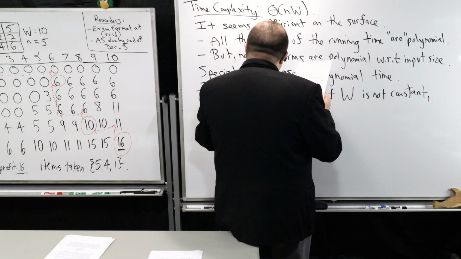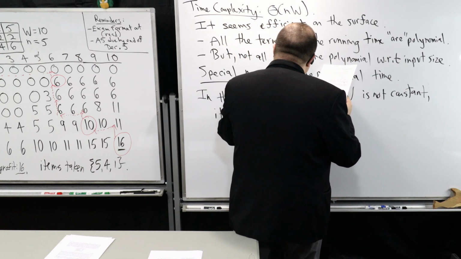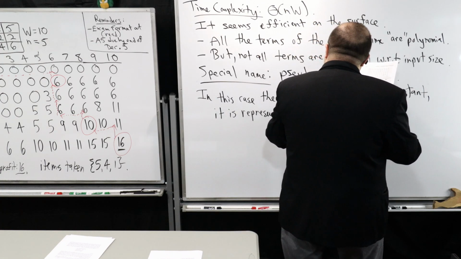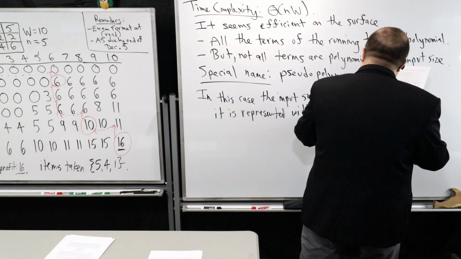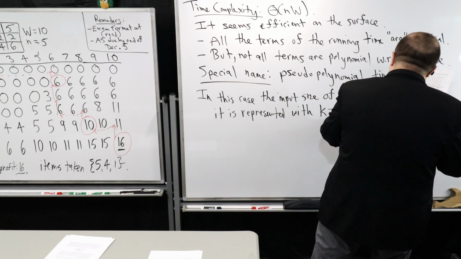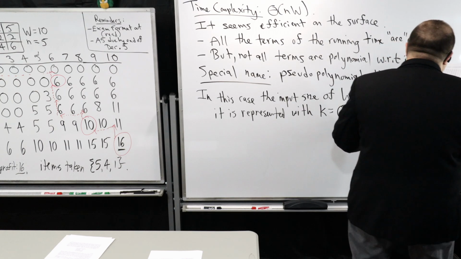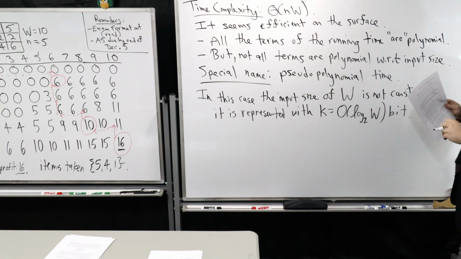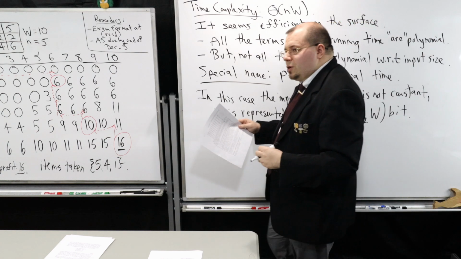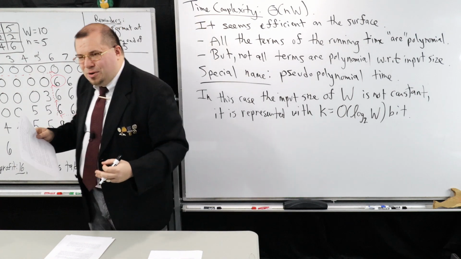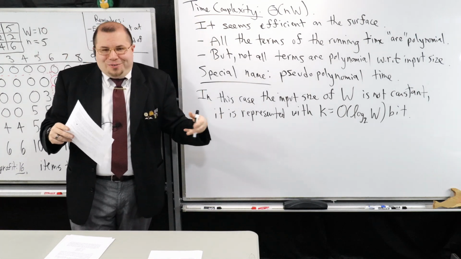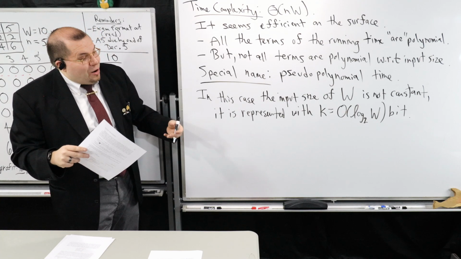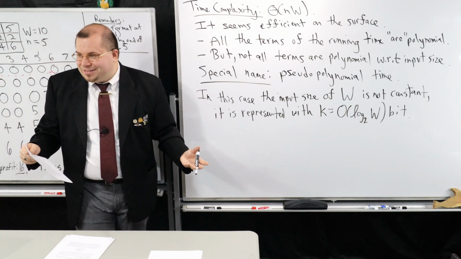It is represented with K equals big O of log base 2 of W bits. And I must stress that the W could be considerably larger than the items. So if you want to be very nitpicky about this and say, okay, well, each one of your items in the arrays also are represented by bits, but remember, W could be much bigger than all of the values in those arrays.